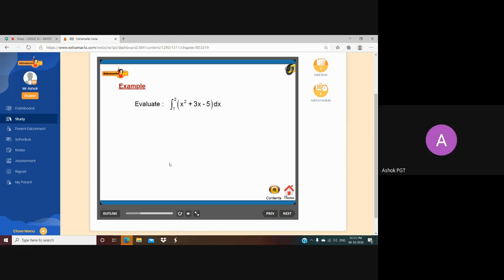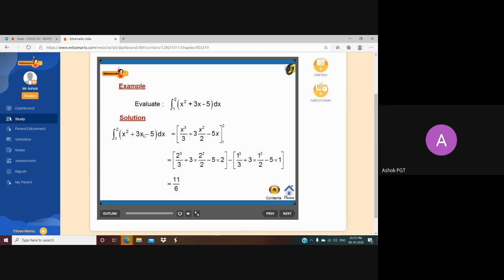Evaluate the given integral. First, we evaluate the indefinite integral and then subtract its value at the lower limit from its value at the upper limit. Thus, we find that the value of the given integral is 11 by 6. Now if you observe, students, first we will solve it as an indefinite integral problem. Integration of x square is x cube by 3. Already I told you the formula. Integration of x power n is x power n plus 1 divided by n plus 1. Using that formula, it is written here.